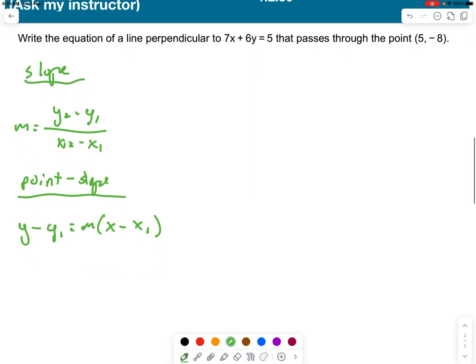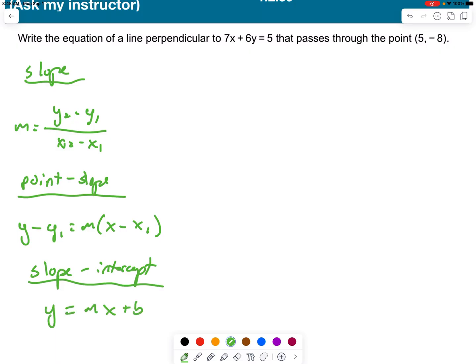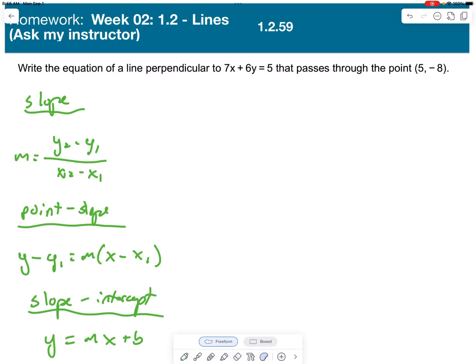And then we have our slope intercept, the classic y equals mx plus b. I usually like to have those available as a reference.